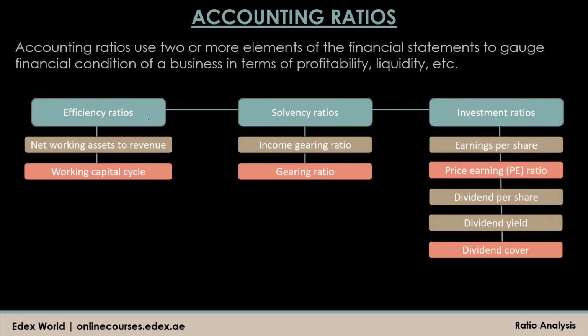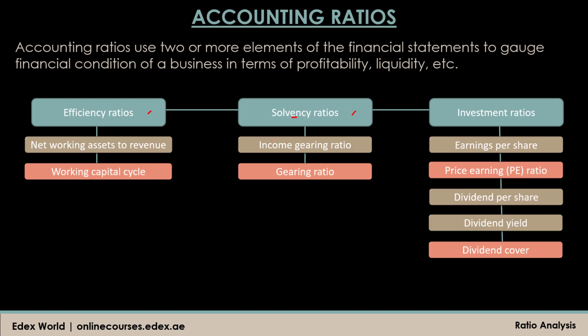In this video, we're going to focus on three broad categories of ratios. Efficiency ratios, which tell us about the efficiency with which business operations are being carried on. Second, the solvency ratios. Solvency means the long-term ability of a business to pay its liabilities.